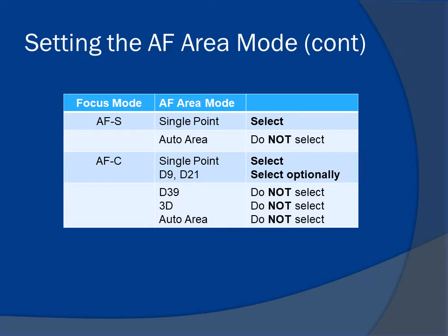However, there are limitations. I recommend, if you're using AF-S, that you only use single point. Do not use auto area. If you're using AF-C, I recommend you use only single point, D9, or D21. Do not use any of the other options.